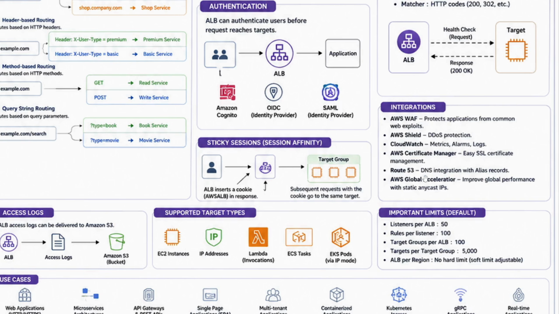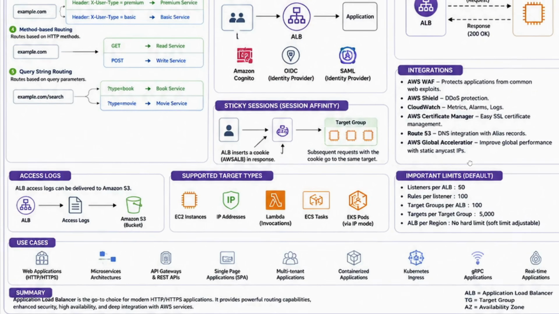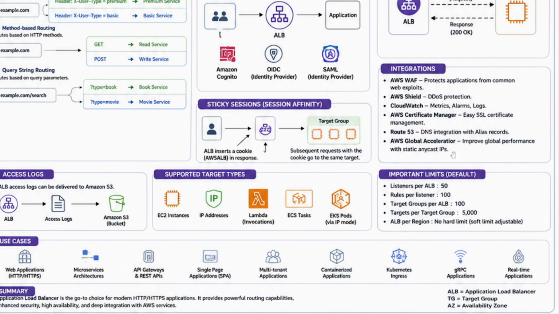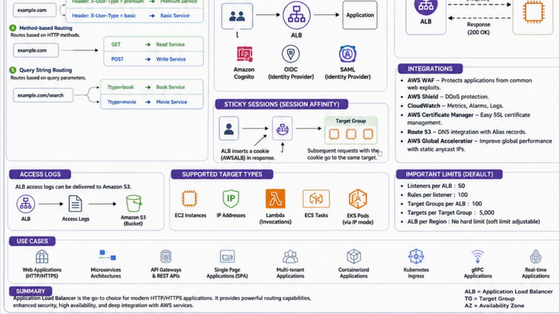And then ALB can also be called via Route 53, which is the DNS integration. And then we have the Global Accelerator, which is actually the Anycast IPs. So these are the direct integrations that you can use with ALB, and it is very easy to get integrated with the ALB. Now, as far as logs are concerned, ALB access logs can be directly delivered to S3. You can store the access logs in S3.